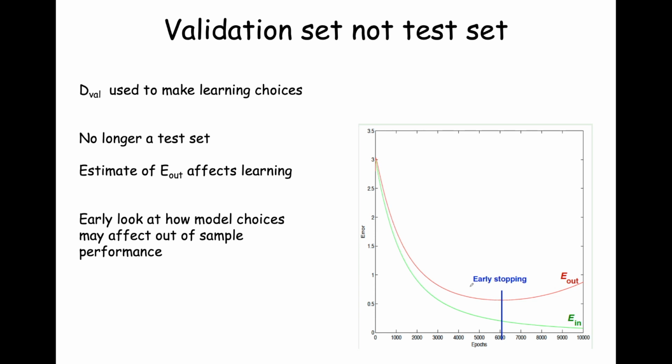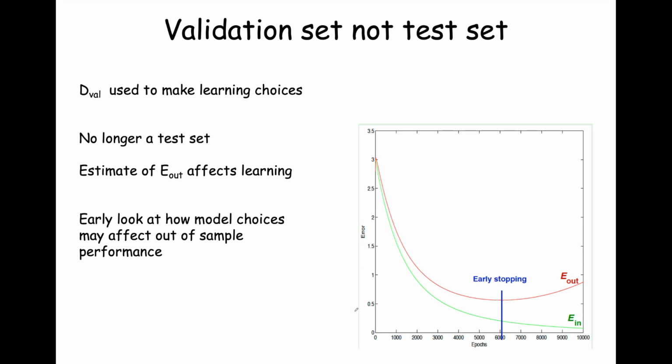So let's take a look at using D val to make learning choices. This could be the selection of a regularization parameter, or it could be something like early stopping. When D val is used to influence or make model choices or learning choices, it no longer acts like a test set. What it's acting like is an estimate of out-of-sample error, and we use this estimate to evaluate the impact that a model choice would have on out-of-sample error. That's what we use D val for, and it's no longer a test set. Essentially it's giving you an early look at how a model choice might affect out-of-sample performance, and then taking action based on it.